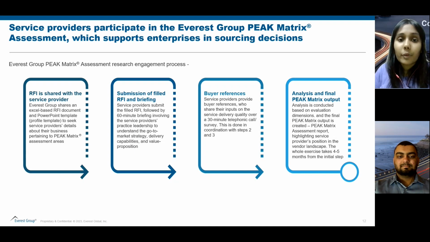Thank you, Sanket, for that overview on a PEAK Matrix assessment. Could you also touch upon how the phases of the PEAK Matrix assessment are structured and what exactly are the steps which we undergo in a PEAK Matrix?